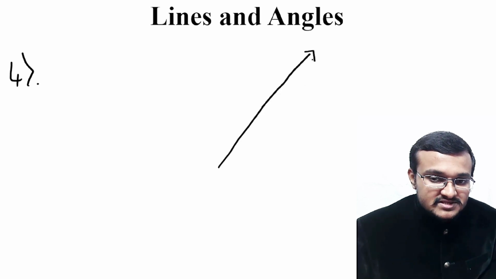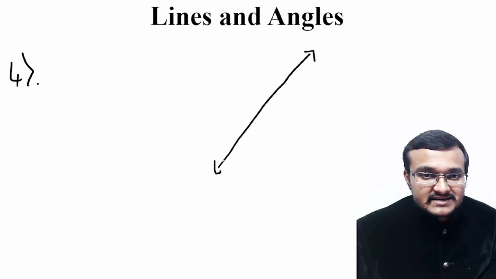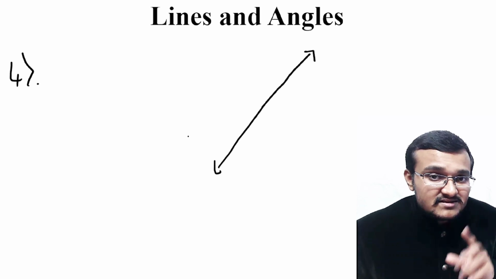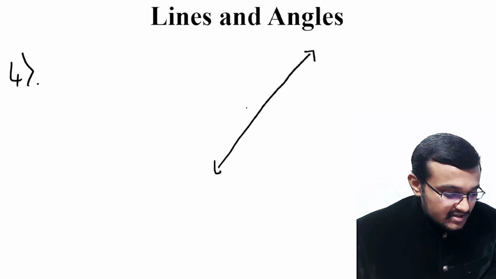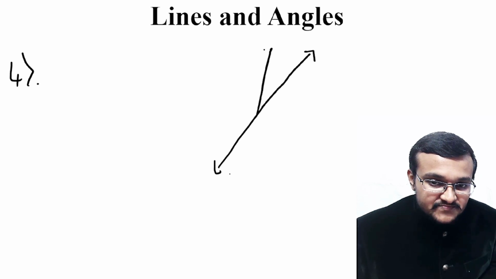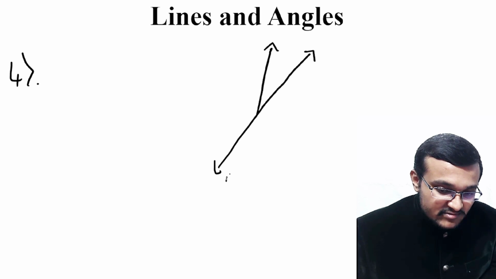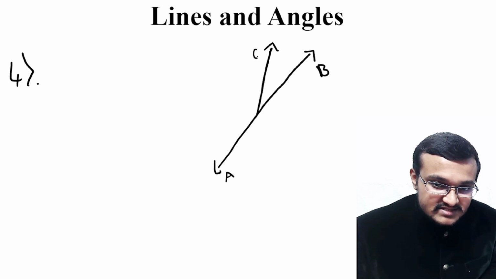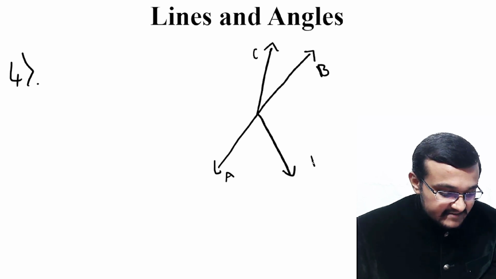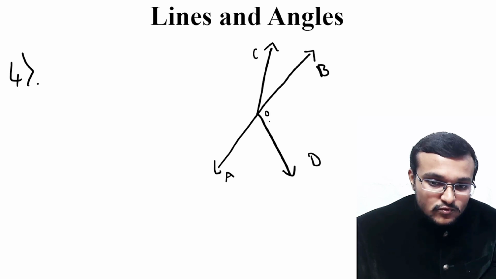Here straight away we cannot consider this AB line as a straight line, because in this question we have to prove that this particular AB is a straight line. Now here we have one diagram which looks something like this. The name of this end is A, this end is B, this is C, and we have one more line like this, which is D. In the center we have O.